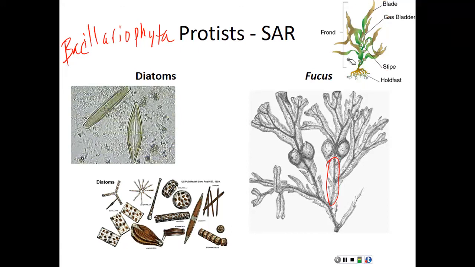Another thing we often have in these brown algae are gas bladders. Remember, this organism is in the water, so these gas bladders help raise up the blades in order to intercept more sunlight for photosynthesis to occur.